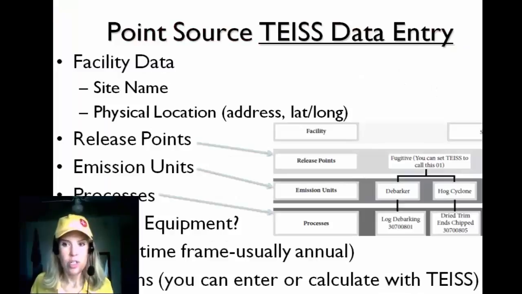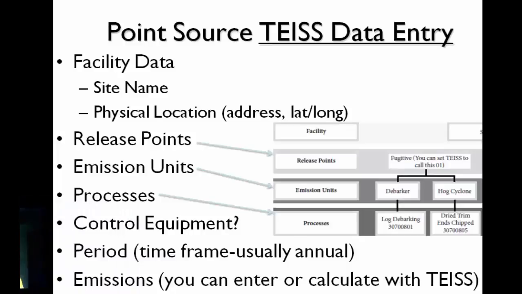This is a screenshot of a handout that's in your folder, and it looks at what is going on in TICE in parallel with what is going on at the facility. So obviously the facility information, the site name, physical location, release points. So a lot of times that is fugitive, especially for smaller sources. So there's no specific release points, it's just a process like a bulldozer that releases dust into the air without any sort of control or vent.